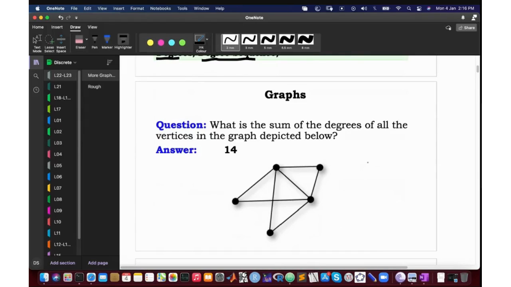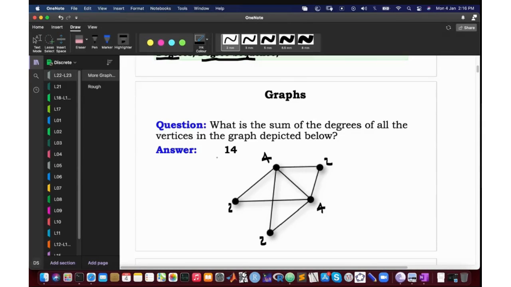So here's a simple thing. What is the sum of the degrees of all the vertices in this graph? If you do this, you will construct a degree sequence. So this is 2, this is 2, this is 2, this is 1, 2, 3, 4, and this is 4 as well. Okay, and if you sum them, you get 14.